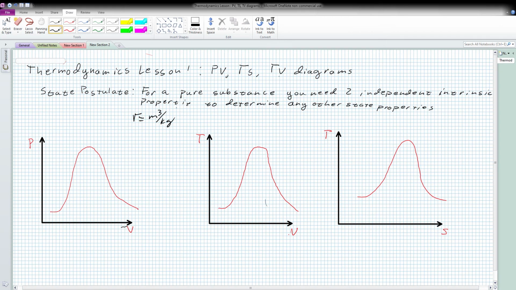As you can see with this unit, it is independent of mass. Same thing if you were to write specific enthalpy, it would be kilojoules per kilogram.